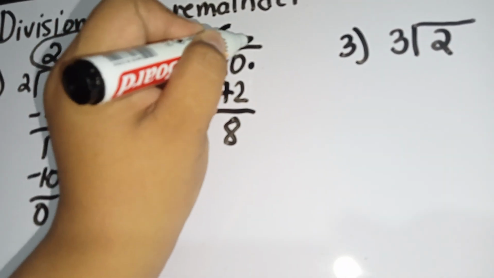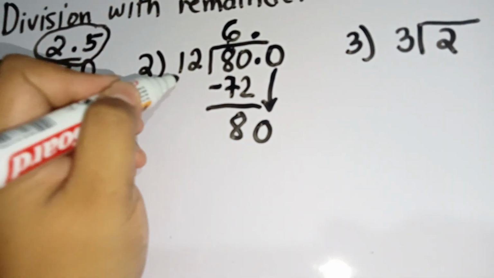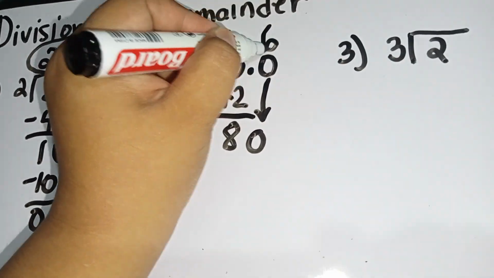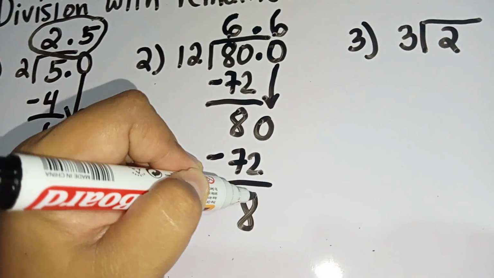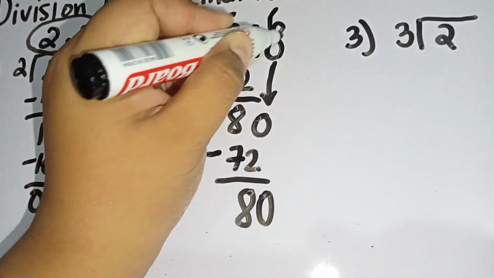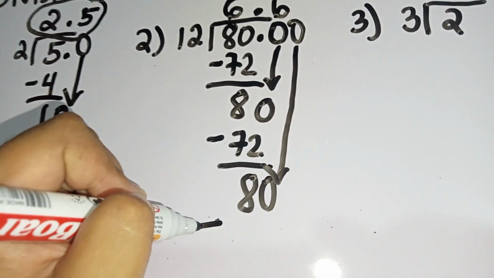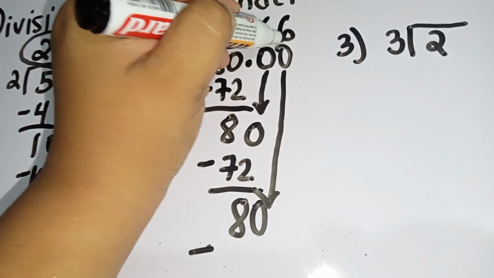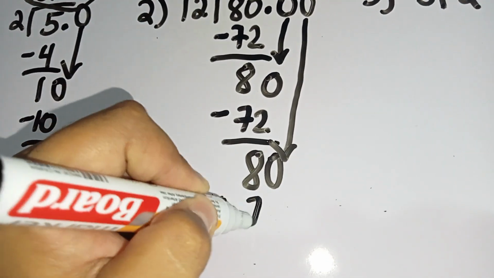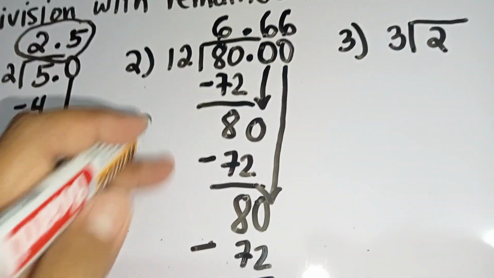So we add a decimal point here. So you have 0. So 80 divided by 12 is still 6. So minus 72. So you have here 8. So bring down 0 again. Minus. So 80 divided by 12, so you have here 6. 72. So as you can see, the process is repeating.